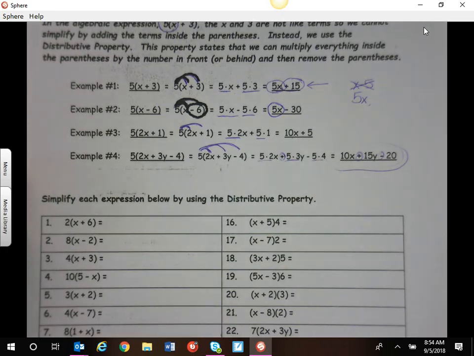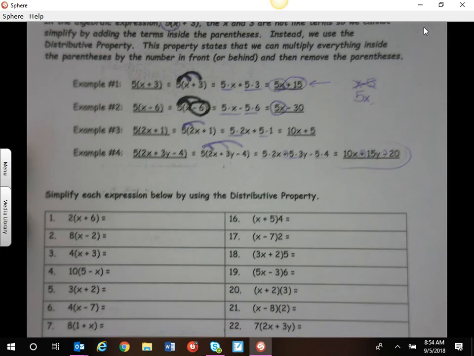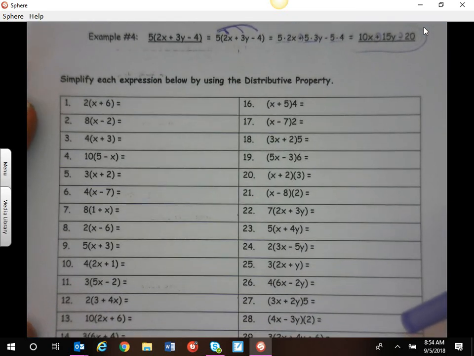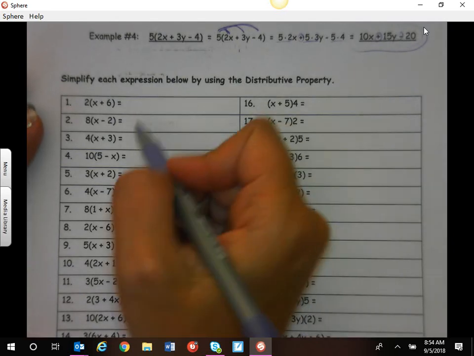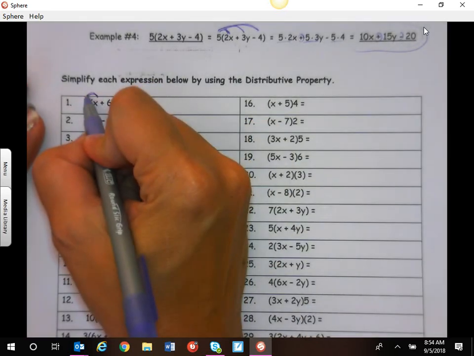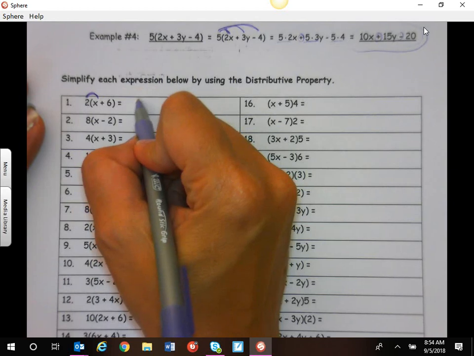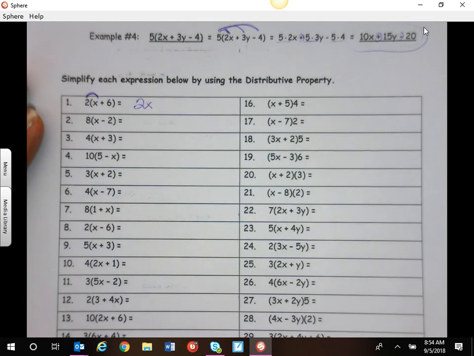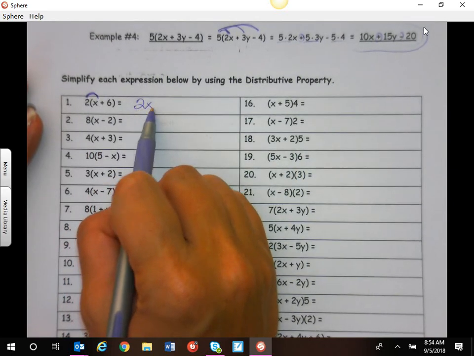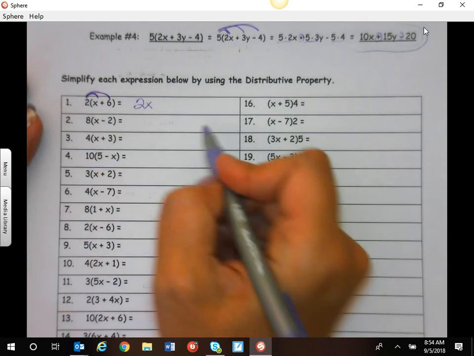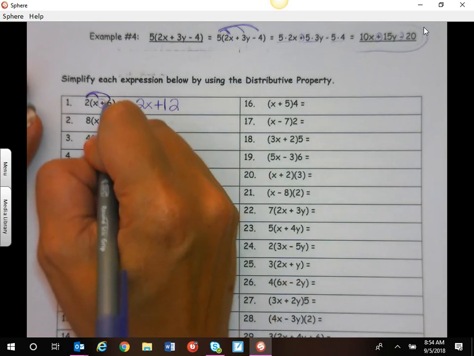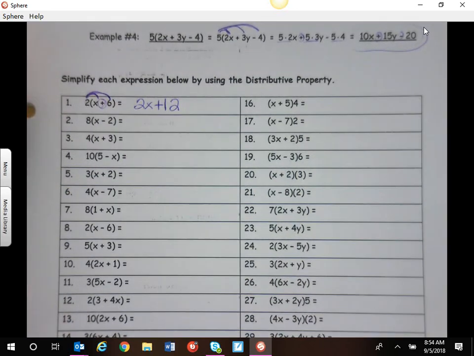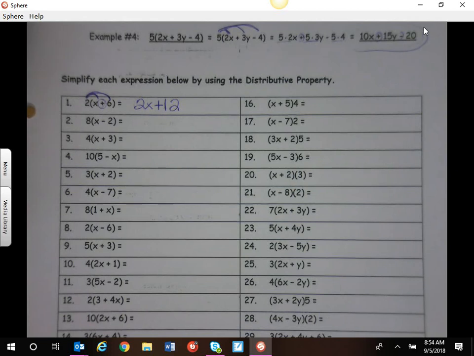So let's do a couple more from here. We're not going to do all of them. And then on the Google form, I'm going to tell you which ones I want you to try, and you're going to put your answers into the computer. So let's try this first one. 2 times x is just 2x, right? 2x represents 2 times x. And then we're going to say 2 times 6 is 12, and make sure you keep that symbol. So 2x plus 12, we're done. We can't do anything else with this.